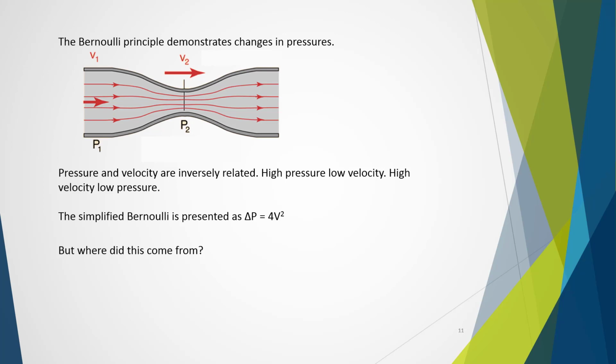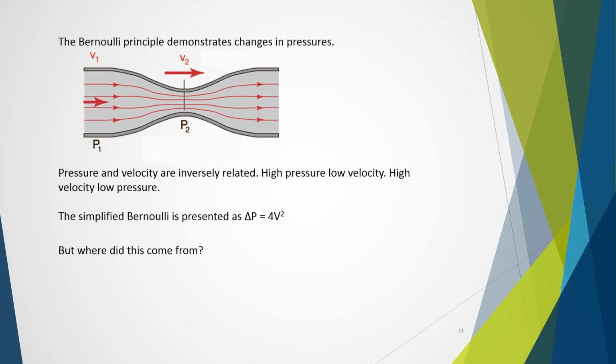Blood in the wide section is moving with relatively low velocity and high pressure. As blood moves to the narrowing, it speeds up. So to maintain its uniform energy, the pressure must therefore decrease. Important thing to note here is pressure and velocity are inversely related. So high pressure is low velocity. High velocity means low pressure.